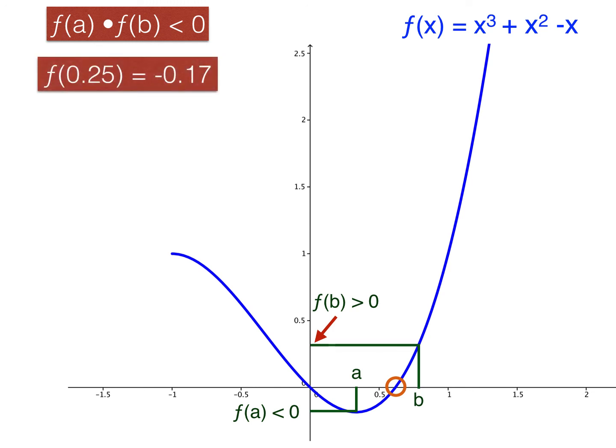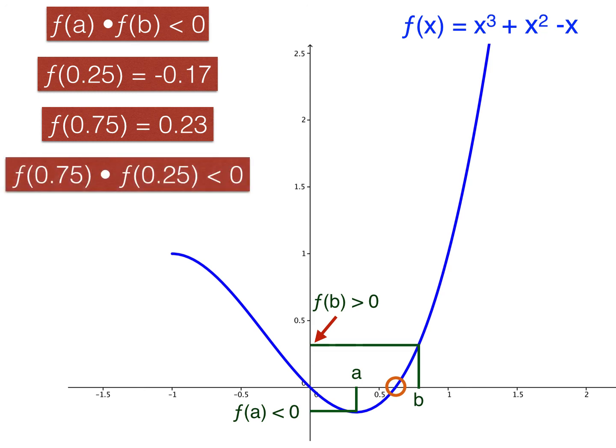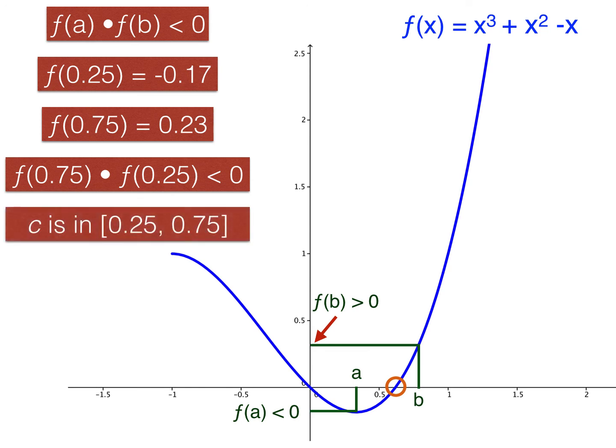So if we were to select a to be 0.25, and clearly 0.25 is to the left of the 0, then f of 0.25 for this particular function, and I knew the function, is equal to 0.17. It turns out that f of 0.75, which is to the right of the 0, is equal to 0.23. And so when I multiply those two values together, f of 0.75 times f of 0.25, I get a negative number. And so I know that the 0 of this function has got to be somewhere in between a and b. And so we know that c is in the interval 0.25 to 0.75.